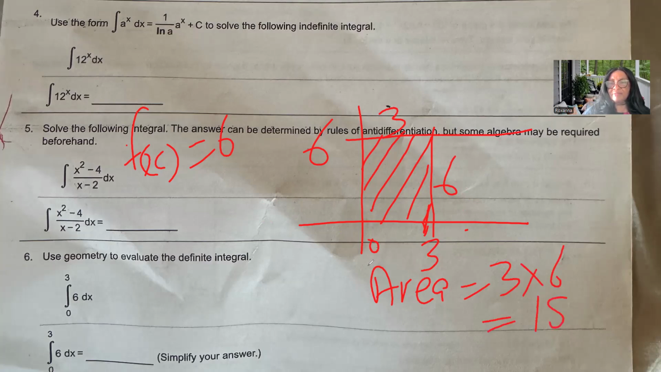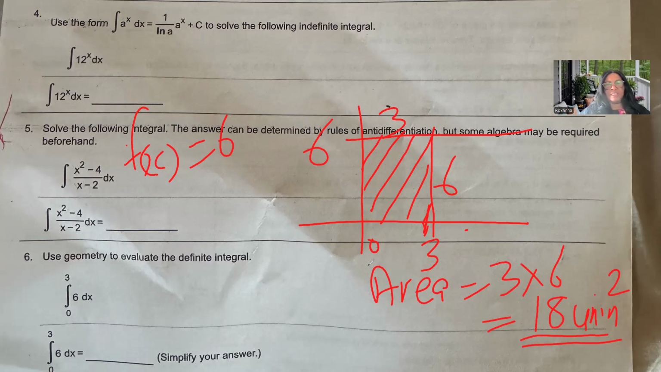Remember, it's area. Your answer must be in square units. If you write just units, your answer will be wrong. You may get partial credit, because it's area under the curve, but area is square units. So don't forget to make sure that you have square units.